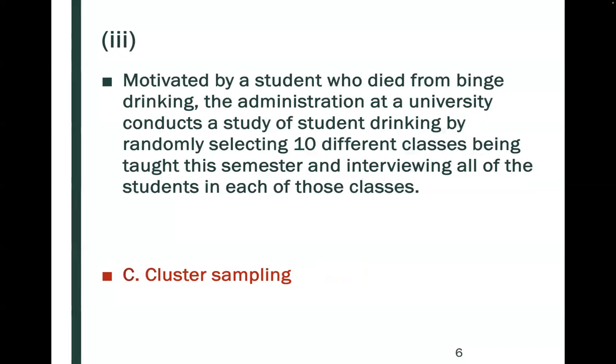Motivated by a student who died from binge drinking, the administration at a university conducts a study of student drinking by randomly selecting 10 different classes being taught this semester and interviewing all the students in each of those classes. So this would be an example of cluster sampling.